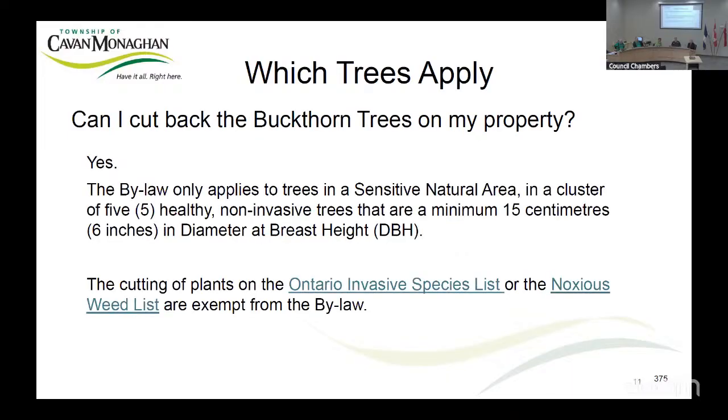Can I cut back the blackthorn that's encroaching on property? Yes. So we're only looking at non-invasive trees that are going in. So we're looking at the noxious weed list, the invasive species. Those species can be cut. Typically, those aren't big, thick trees that are around, but we just put them in there for clarity.